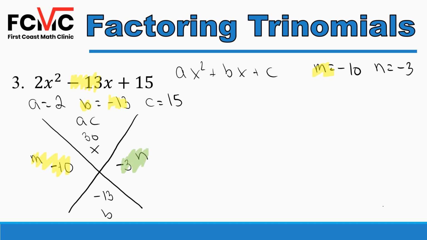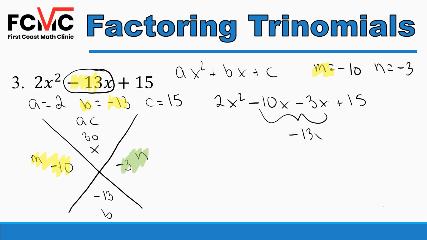And we're going to use those values to replace our b value. So we can rewrite our trinomial as 2x squared minus 10x minus 3x plus 15. And again, this works because negative 10x minus 3x gives us negative 13x, which is just that b value, that middle term. All right, so now let's do our factoring.